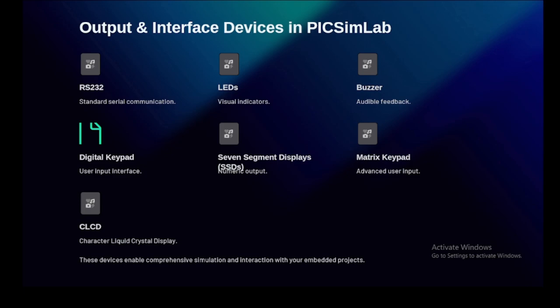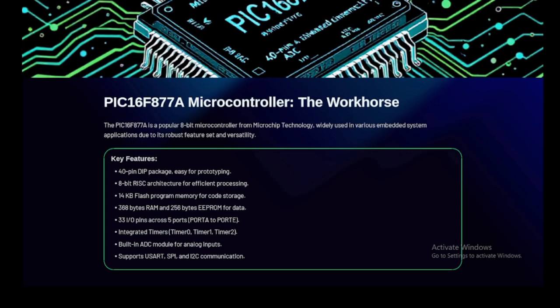LEDs are visual indicators, we all know that. Buzzer is for audible feedback. Digital keypad is mainly the user input interface. 7 segment displays, SSDs, are for numeric output. Matrix keypad gives advanced user input. CLCD is the character liquid crystal display. These devices enable comprehensive simulation and interaction with embedded projects.